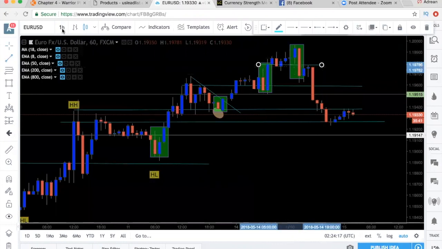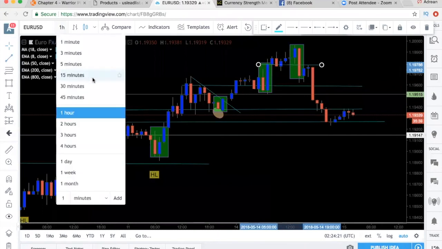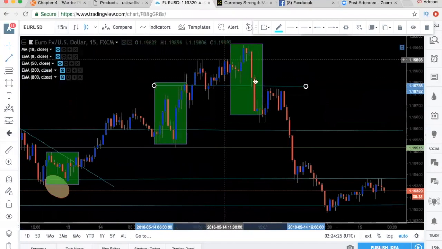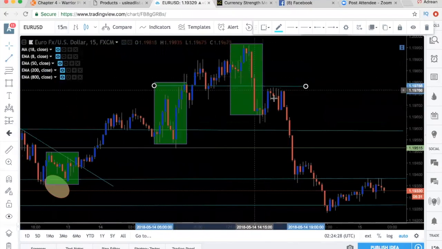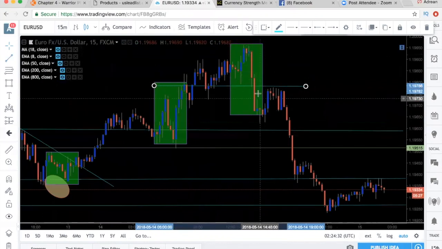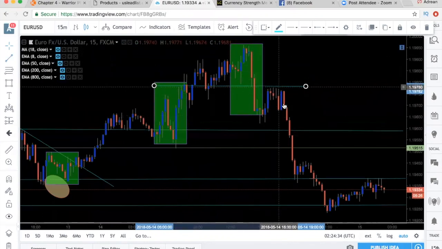This is a higher time frame. This is the 1 hour. We go down to the 15-minute, you'll see more. Everybody can see more now, right? And what do you see here? You see a high, created a low, retest, drop.